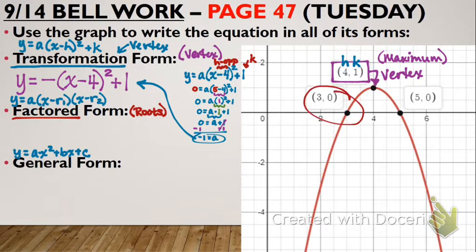So this right here is a root, and this right here is also a root. The one on the left, 3, 0, what is the x part of that ordered pair? 3. So I would write this as x equals 3, because that's the x part of the ordered pair.